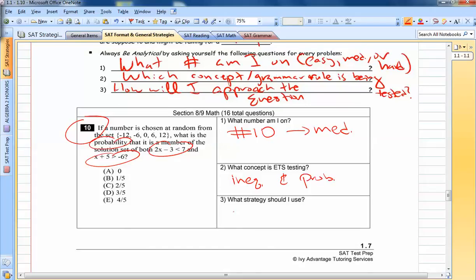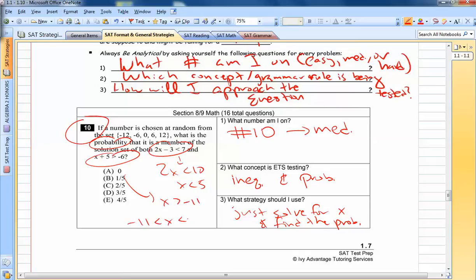Strategy I should use, there are some fancy strategies like substituting for variables, working backwards, other stuff. But in this case, I would just solve for x and find the probability. That's what I would do for this one. So if I solve for x, 2x is less than 10, x is less than 5, that's for the first inequality. For the second inequality, x is greater than negative 11. So x is in between negative 11 and 5. Now looking at the set here, of course only 2 of those numbers satisfy that inequality. So the probability has to be 2/5. So that wasn't too bad.